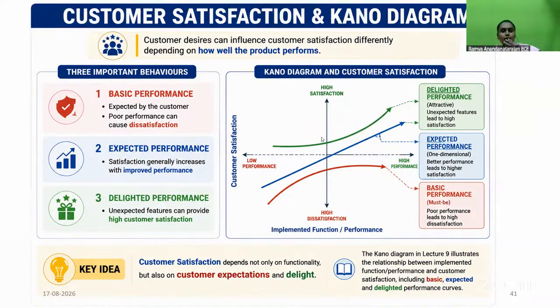So you need to understand the needs according to this Kano diagram. That is, you need to understand what is the basic requirement expected by the customer. Then you need to understand what is the expected performance by the customer. Then you need to understand what will give a delightment for them.